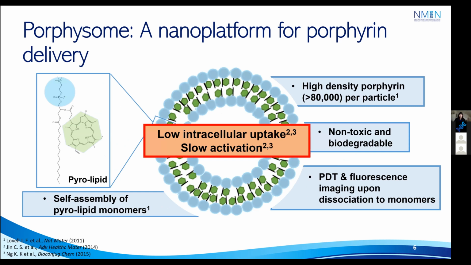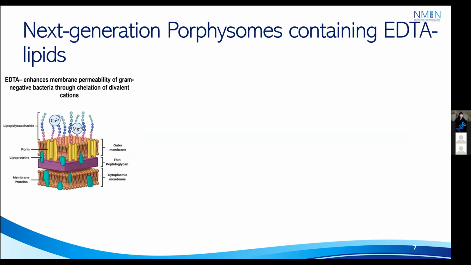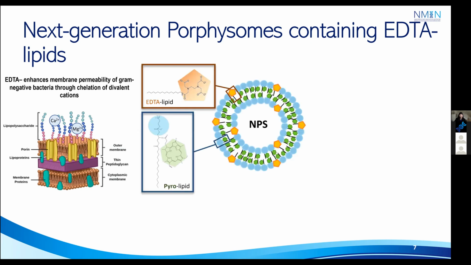So EDTA has been approved for treating heavy metal poisoning, and it's used for various antimicrobial studies, as it's known to increase the membrane permeability of gram-negative bacteria by chelating divalent cations on the bacterial cell membrane, such as calcium and magnesium. And our lab discovered that incorporation of EDTA into the porphysome structure can allow us to take advantage of EDTA's ability to permeabilize the membrane and improve the uptake of porphysomes.